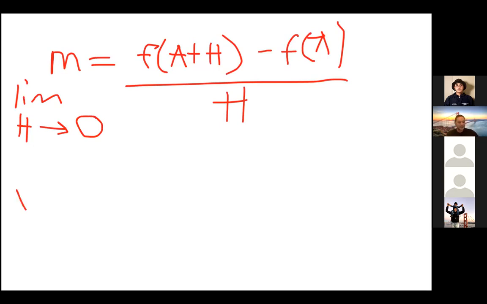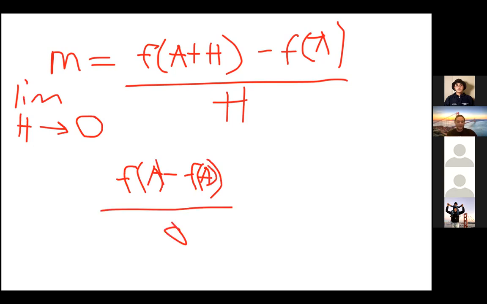X minus a as x approaches a, minus a is 0. In this case, we just replaced it with an h. We said h approaches 0. Cool, that's 0, right? We have f of a minus f of a on the top. This is essentially telling us the exact same thing. This is literally saying f of a minus f of a as h approaches 0. This is f of a minus f of a all over 0 as h approaches 0. f of a minus f of a is 0. You're like, wait, that's 0 over 0.